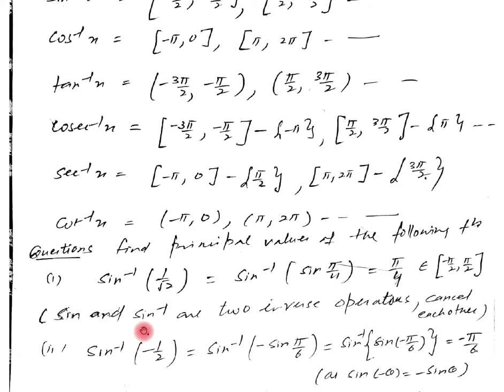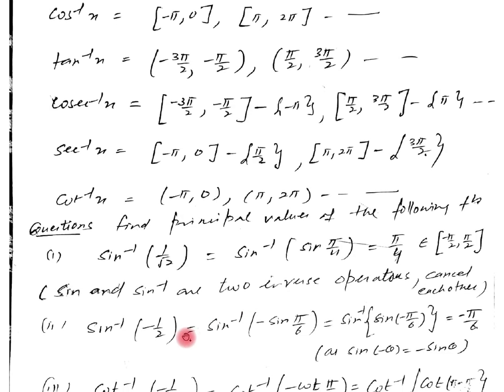Here sine and sine inverse are two inverse operators, so they will cancel each other. Just remember it: these two are known as inverse operators, so they will cancel each other. The answer is pi by 4.